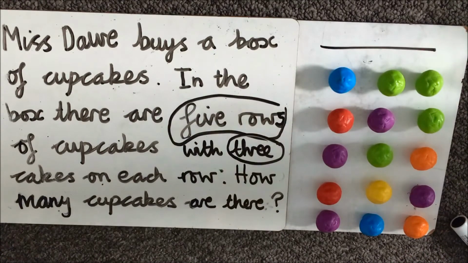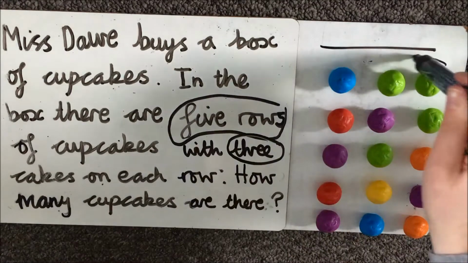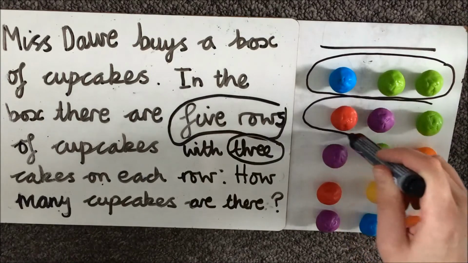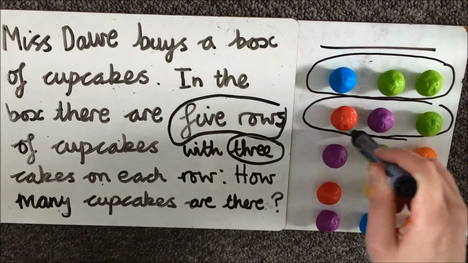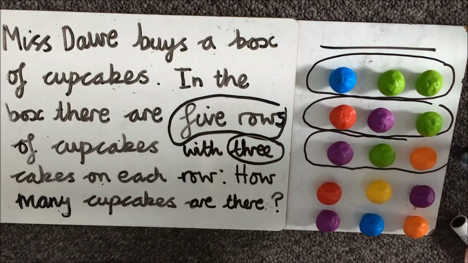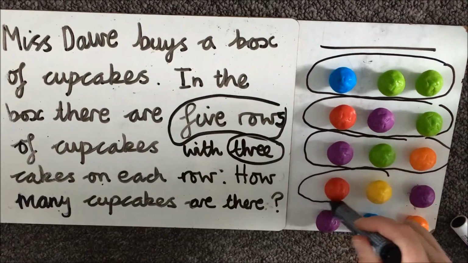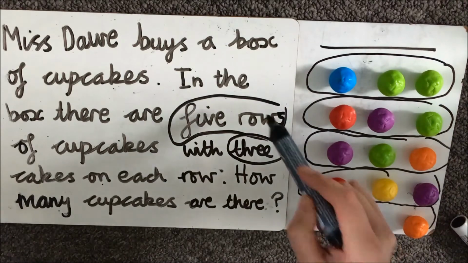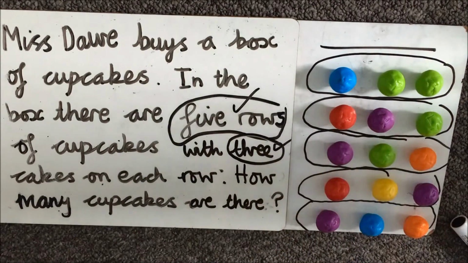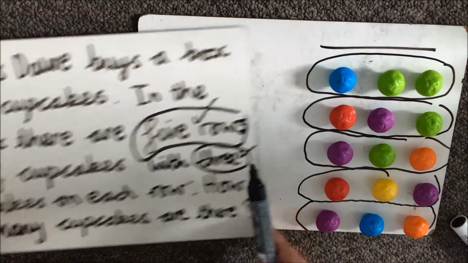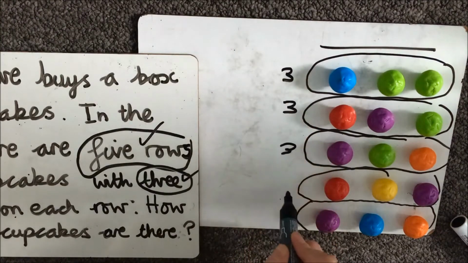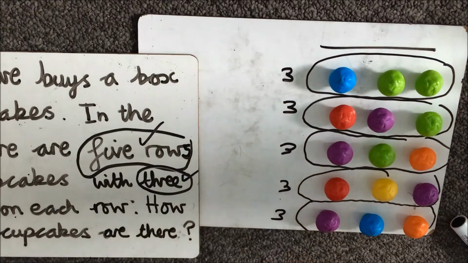So you've got that. Can you put a ring around each row? 1 row of 3. 2 rows of 3. 3 rows of 3. 4 rows of 3. 5 rows of 3. So I know I've got 5 rows and there are 3 on every single row. So I could now write 3, 3, 3, 3, 3. What if you didn't have objects?